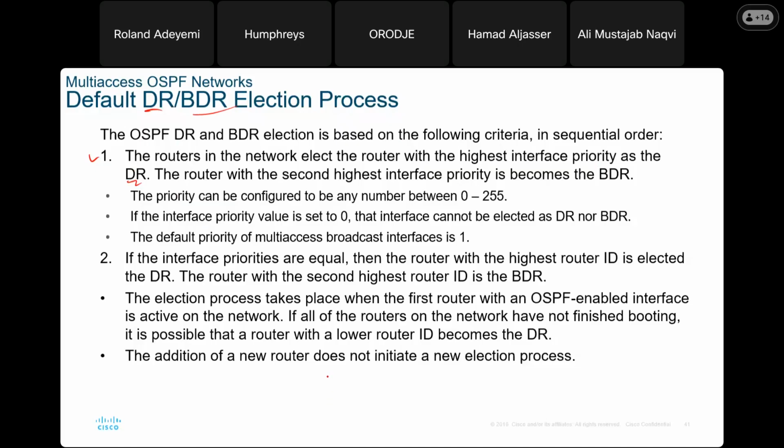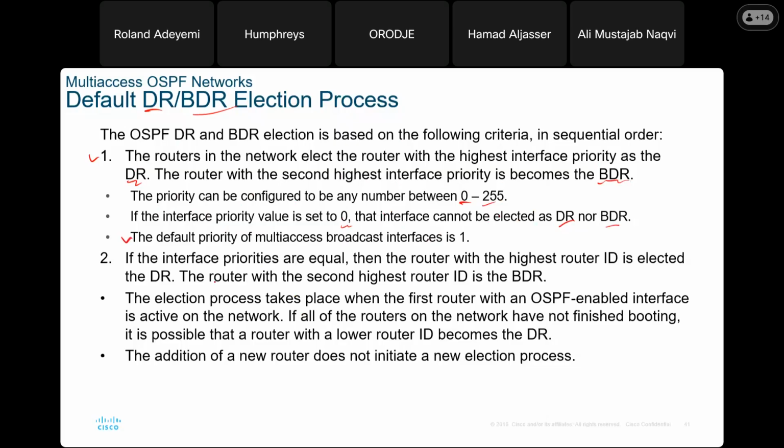Highest interface priority as the DR. Now, the router with the second highest interface priority becomes the BDR. And the priority can be configured to any number between 0 and 255. If the interface priority is set to 0, that interface cannot be elected as DR or BDR. It can't even participate in the election.